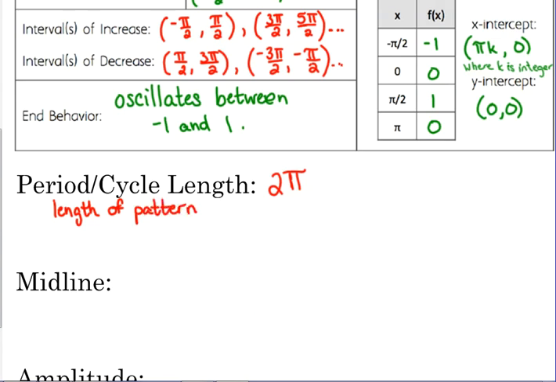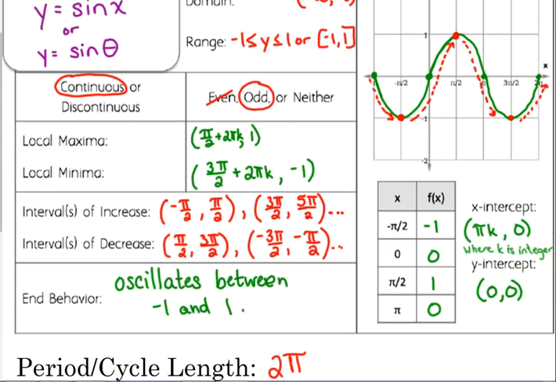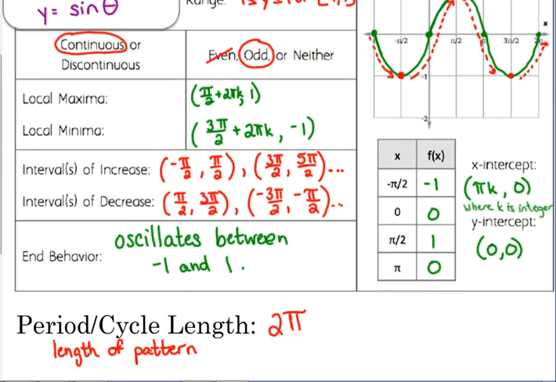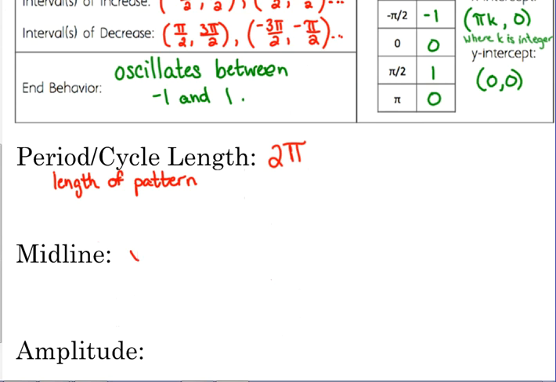The midline is pretty much what it sounds like. It's a line in the middle of the function. So if we look at this, is there a horizontal line that kind of splits this function in half? Yeah, what is it? 0. The x-axis. y equals 0 is our standard midline. We can talk about that moving, depending on if we add or subtract something else to our function, but y equals 0 is the standard.